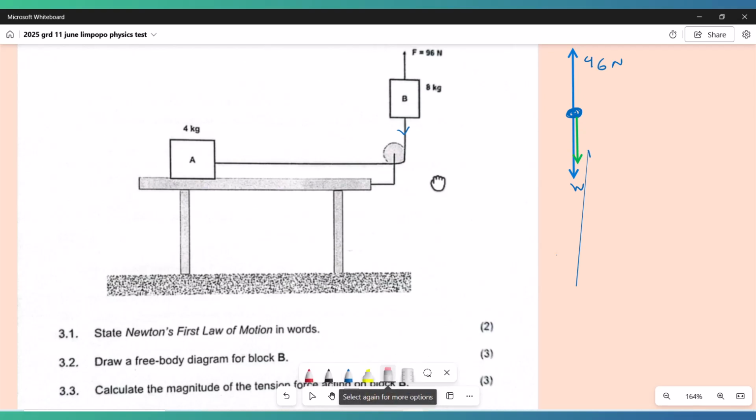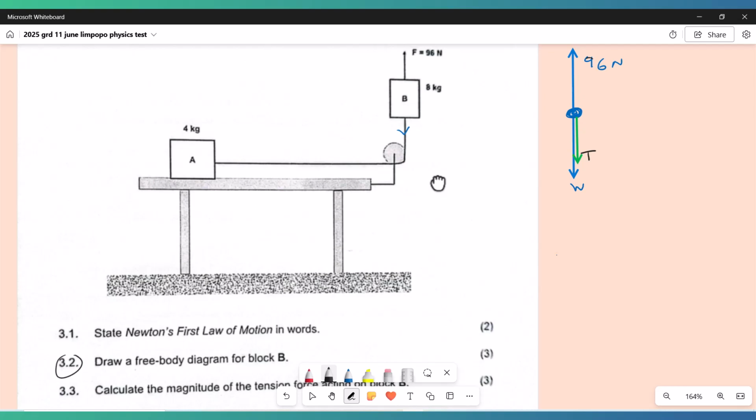Then we also have what? We also have the weight. So this is the tension T. This is the applied force, 96 newtons. It's the weight W. That's our free body diagram here for 3.2.